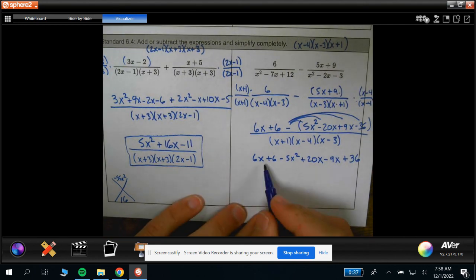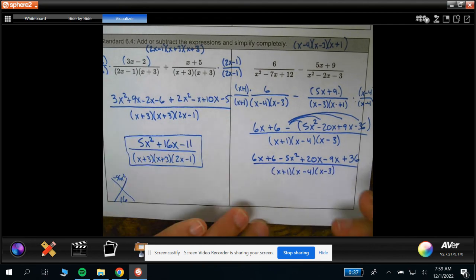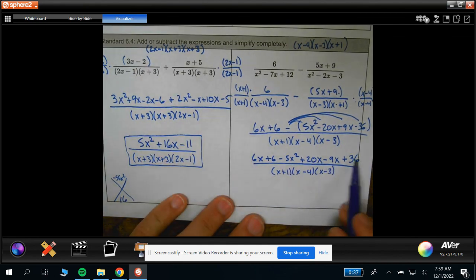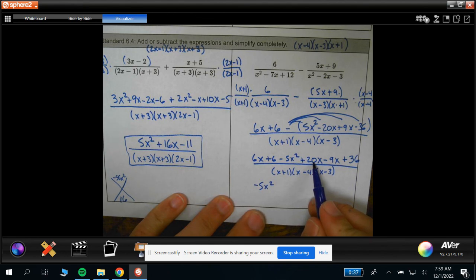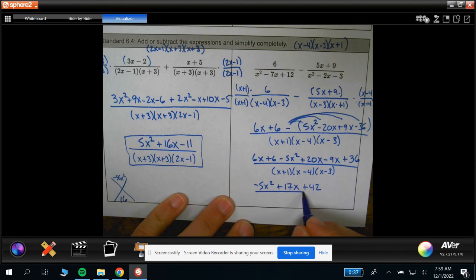All right. So let's finish this off. X plus 1, x minus 4, x minus 3. Last step. Well, maybe. Let's see. First, let's simplify. So this whole mess on top, what do we got? Let's start with negative 5x squared. That's our only x squared term. X, I have 6x plus 20x is 26. Minus 9 is 17x. Then I've got plus 6 plus 36 is plus 42. And that is all over x plus 1 times x minus 4 times x minus 3.